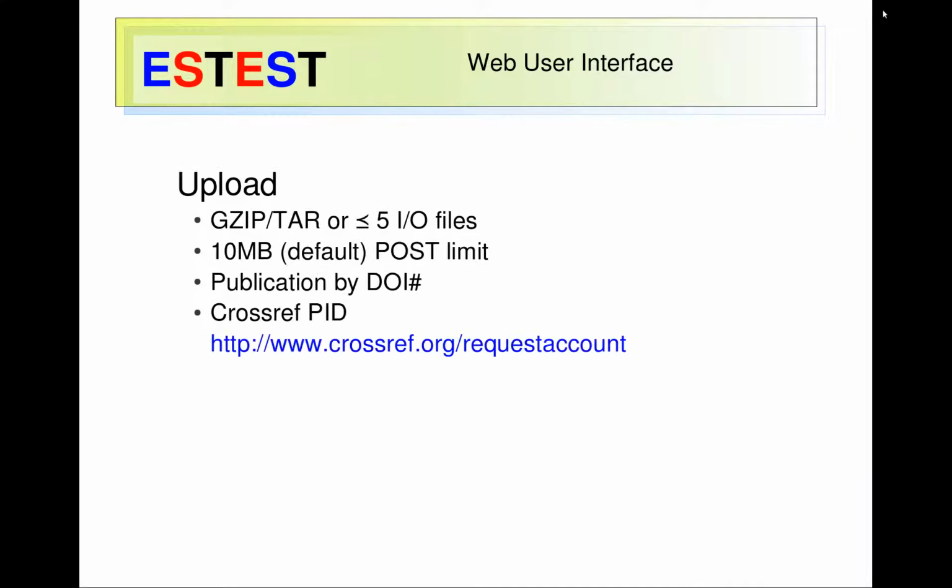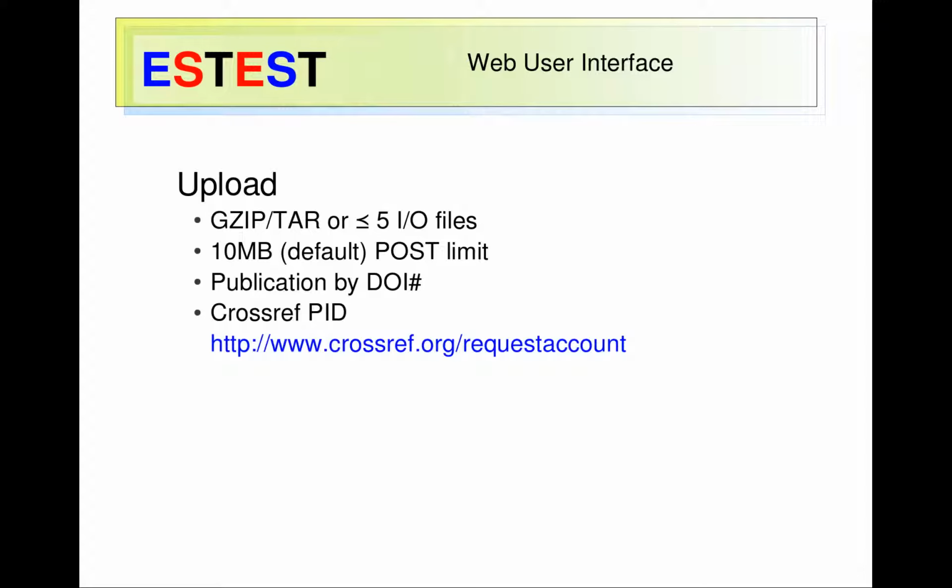Switching over, let me say a little bit about how to upload documents to ESTEST. You can upload simulation files individually, 5 at a time, to the ESS server, or you can bash them together in an archive in gzip or tar format, and that can hold any number of simulation files in their separate directories that will be crawled through by the translators themselves.